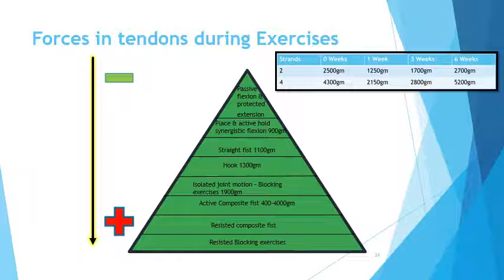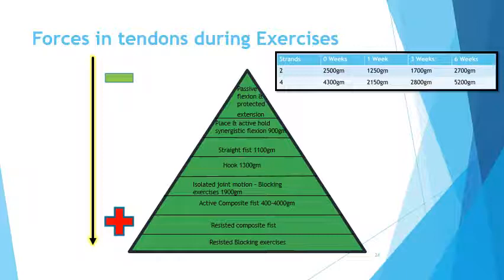On the left-hand side, you will see that there's an arrow pointing down, and it starts with a minus, meaning the least force, to a plus sign in red. That means the most force on the tendon. So let's take the first in the triangle. Passive flexion and protected extension of the fingers up to the dorsal blocking orthosis is very, very little force and is safe early on.